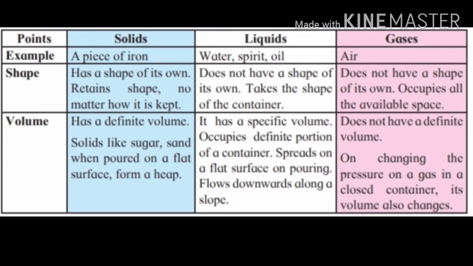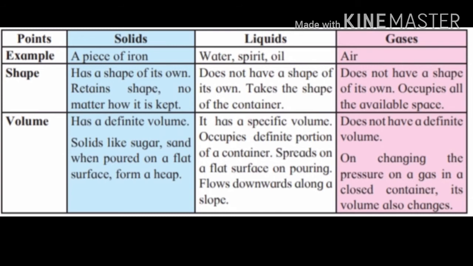Liquids, water, spirit, oil are the examples. Shape, do not have definite shape of its own. Takes the shape of a container. Volume, it has specific volume. Occupies definite portion of a container. Spreads on a flat surface on pouring. Flows downward along a slope.